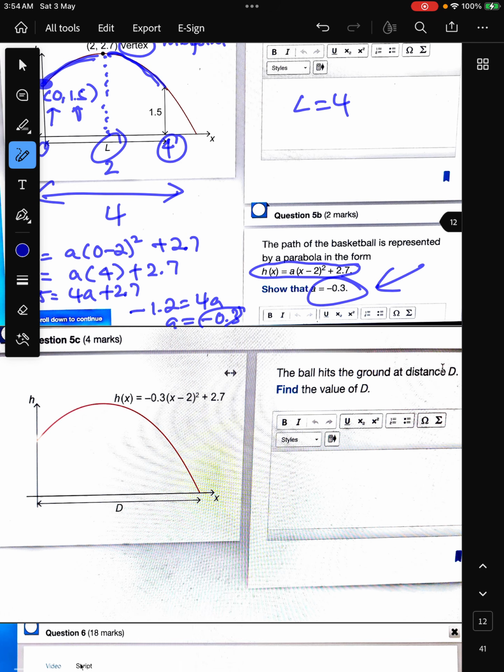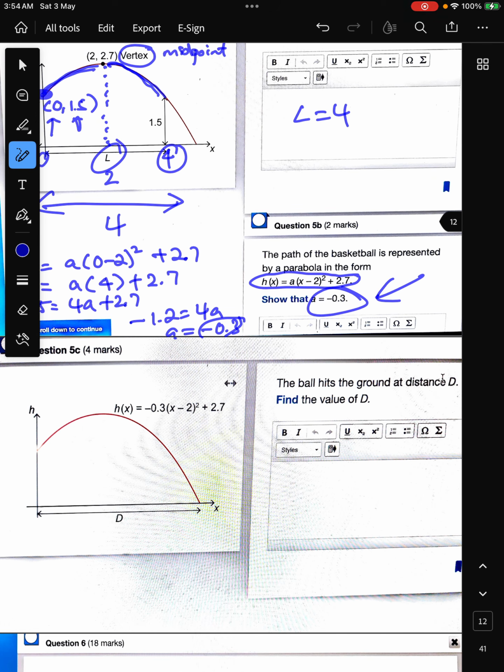Alright, let's look at 5C. It says that the ball hits the ground at distance D. So obviously it hits the ground here. Find the value of D. At this point, I think one thing we can all agree on is that the height here is going to be 0. Now, we do know that the equation given to us was -0.3(x minus 2) squared plus 2.7. So you should make use of this equation given to you in the previous part.